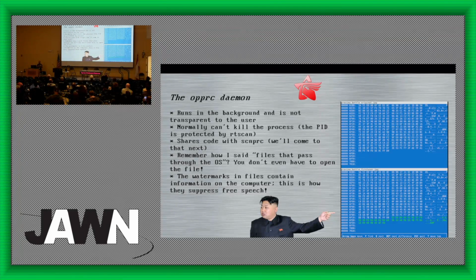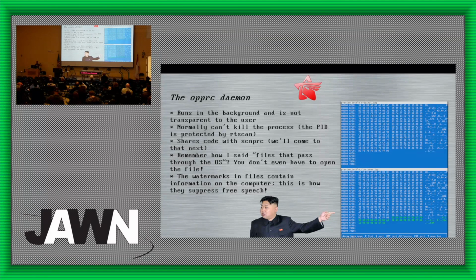It's going to be running invisibly in the background. It's going to be hiding itself extremely well. Not even root will see it. You can't kill the process, of course, because the PID is protected by RT scans. So even if you did know the PID, it's just going to come right back. It shares code with SCMPRC, and we're going to come to that in a little bit too.